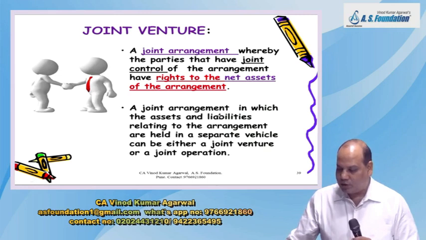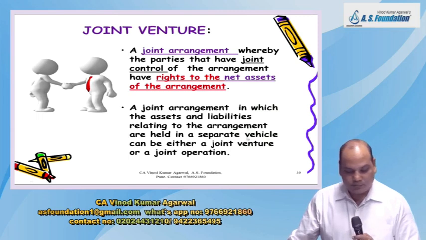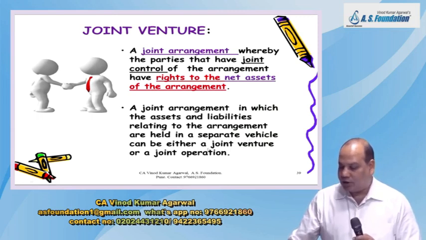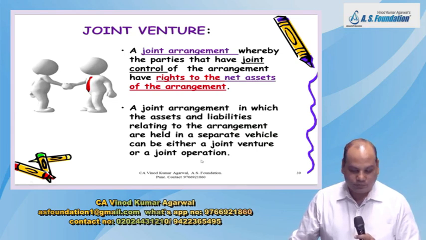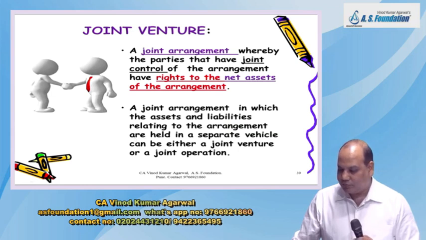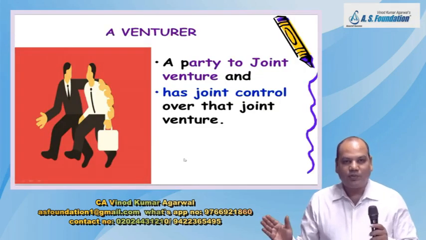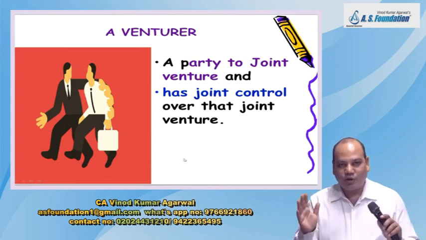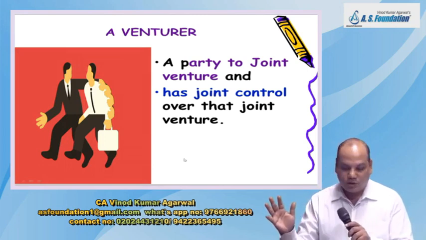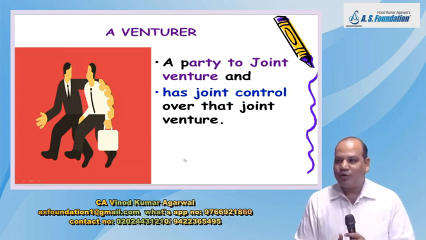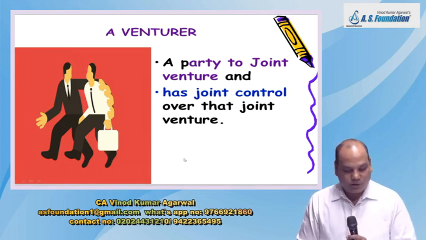A joint arrangement in which the assets and liabilities relating to the arrangement are held in a separate vehicle can either be a joint venture or a joint operation. So we need to make it very clear, a separate vehicle can be a joint venture or a joint operation. Some students make it a point to remember: no separate vehicle, joint operation; separate vehicle, joint control, joint venture. That is a wrong summary. A separate vehicle can be either of the two.